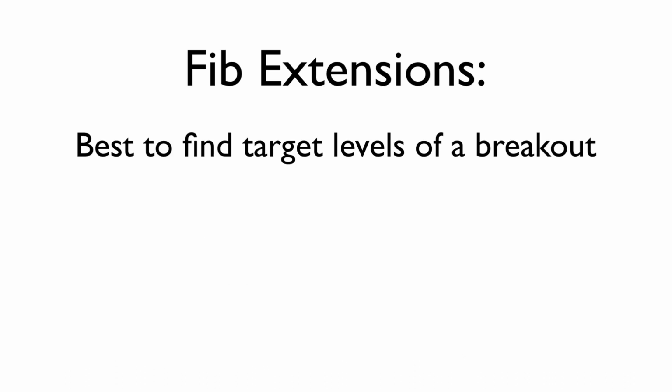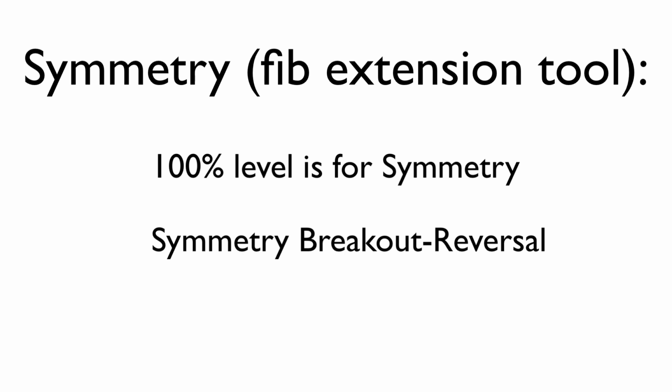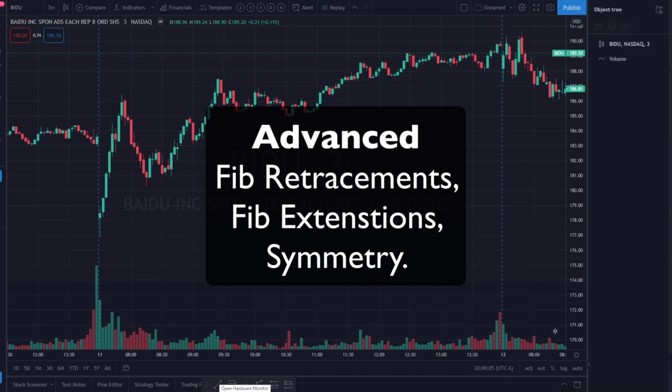Now with extensions, the best way to use these is to find targets for a breakout. Now with symmetry, I like the 100% level because it just works wonders, but you can use other Fibonacci percentages with symmetry. And the other way to use symmetry is if it is reversing and goes beyond the previous symmetry bounce. So let me know if you have any questions about these.